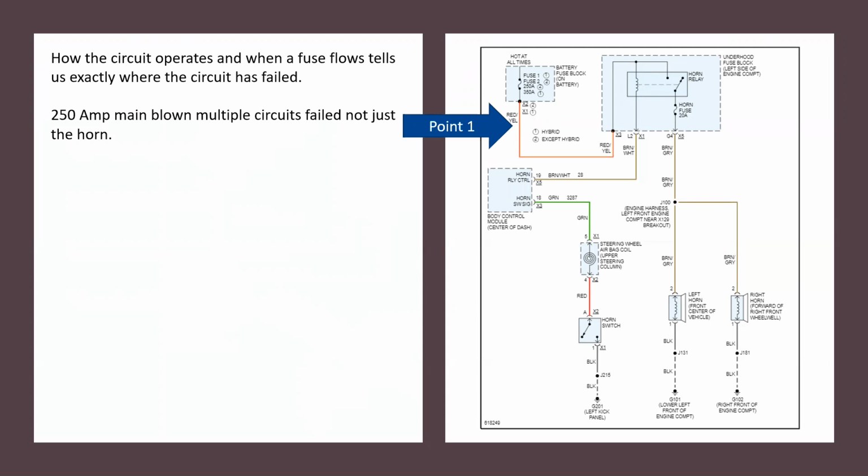And I would blow the 250 amp fuse. And I can guarantee you there would be quite a few items that would not be working, and the horn would probably not be the highest priority we were looking at. But from there, if I had a short to ground at point two, again, that short to ground was before the horns, which in this case were the loads.